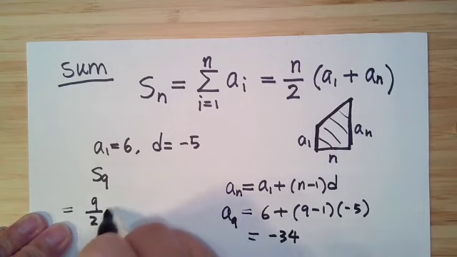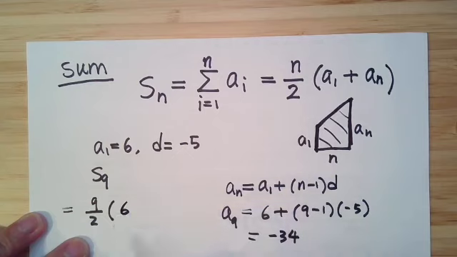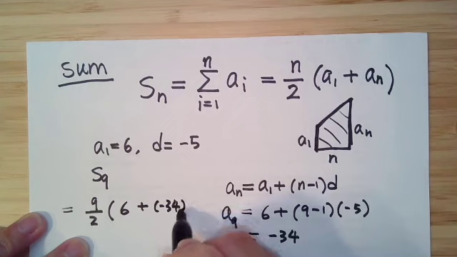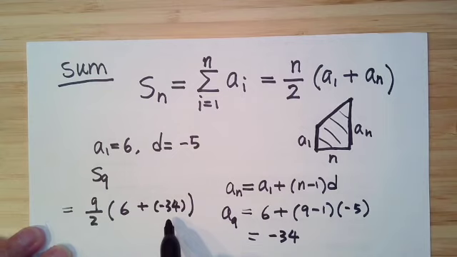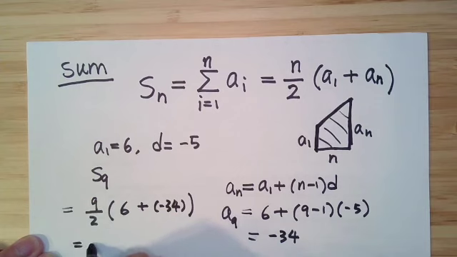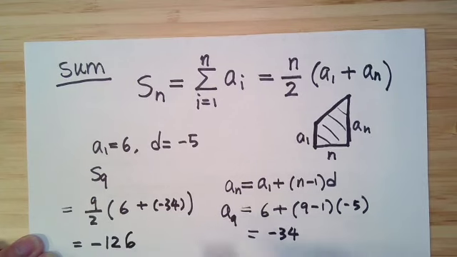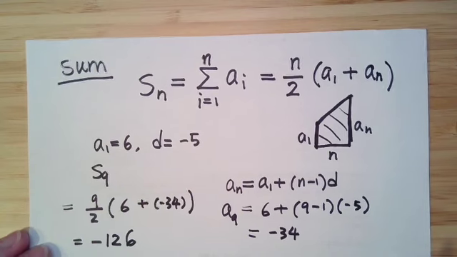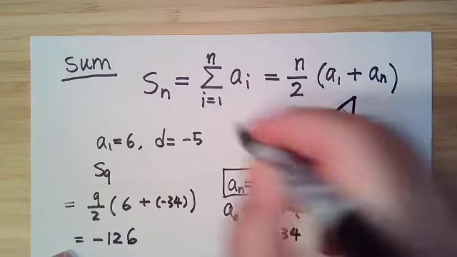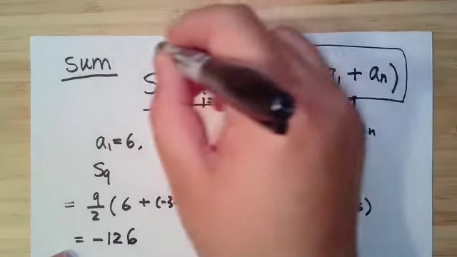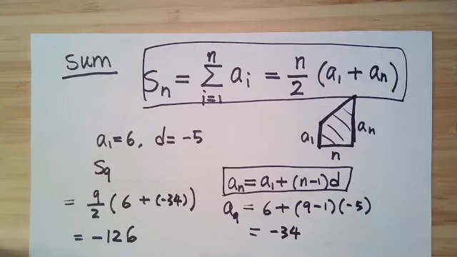So S9 is this. It's 9 over 2 times a1, which is 6, plus a9, which is negative 34. And 6 minus 34 is negative 28. Negative 28 divided by 2, I have negative 14, and times 9, the answer is negative 126. So we find the sum of the arithmetic sequence. This is a very important formula for the arithmetic sequence. Once you know this, then you can solve most of the arithmetic sequence problems.